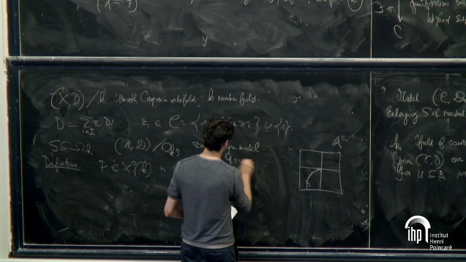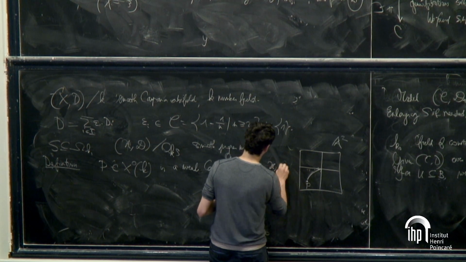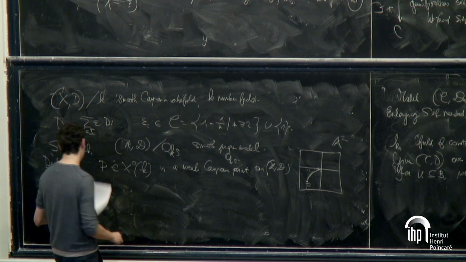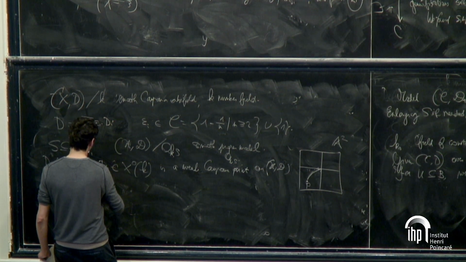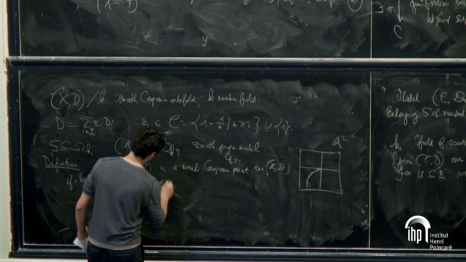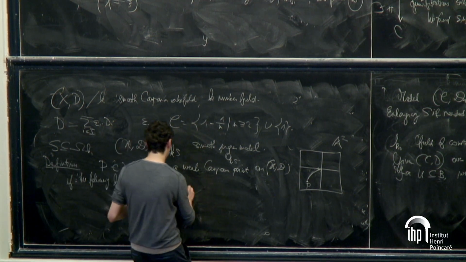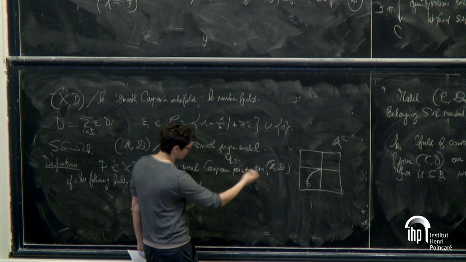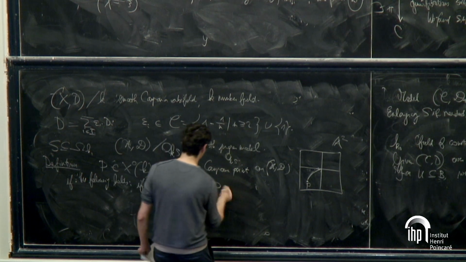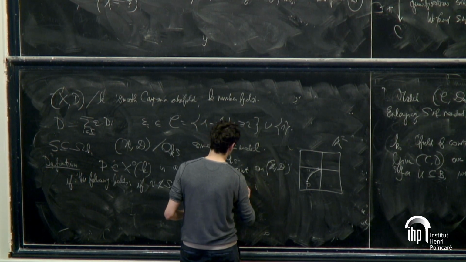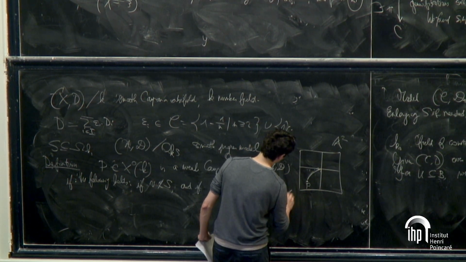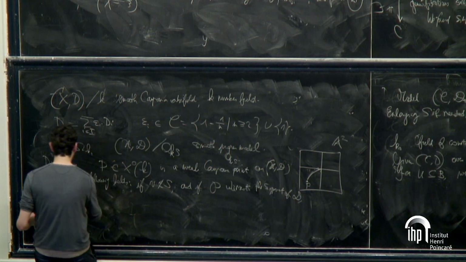Say P is an OKS point on the model if the following holds. If I take a place v not contained in S, and if P extends to an OKS point curly P on X, so if P intersects the support of D, then I want the following inequality to hold.